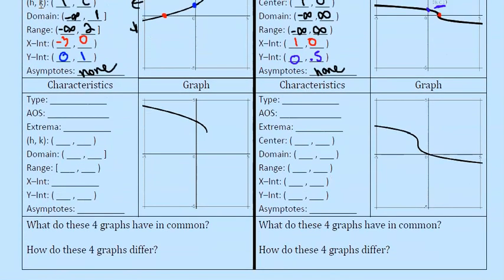We are done with writing out the characteristics of each of these graphs. Tell me, what do all of these graphs in the left-hand column have in common, and what differs about them? And then what is in common about all the graphs in the right-hand column, and how are they different? Explain those at the bottom of your page.